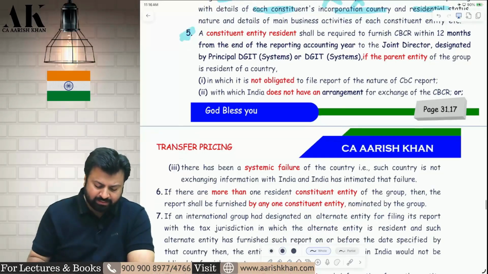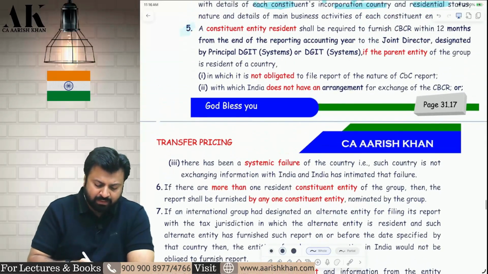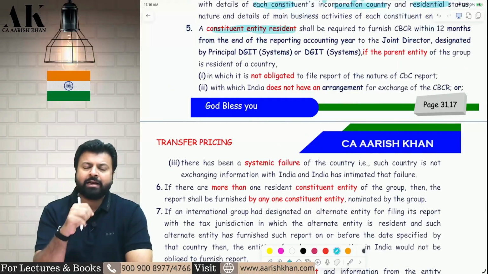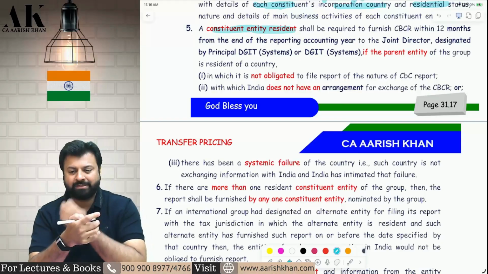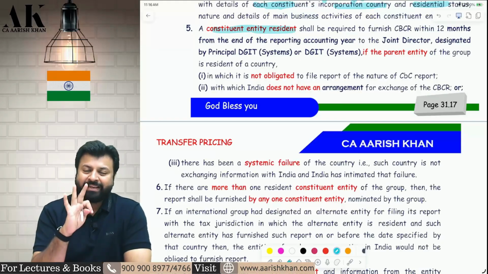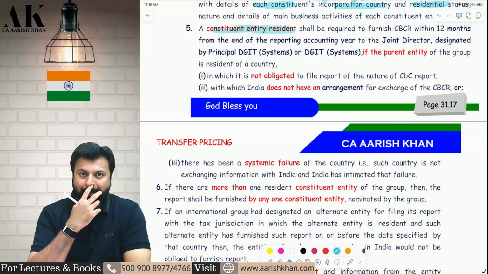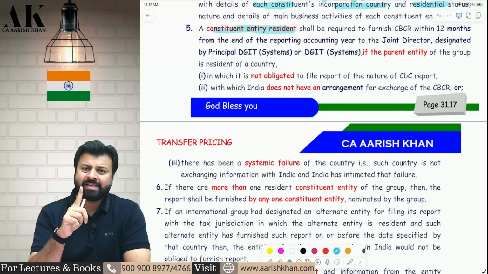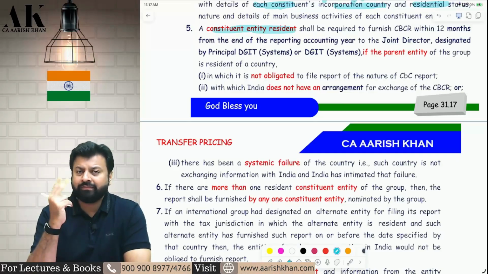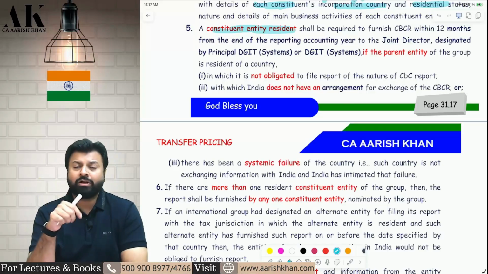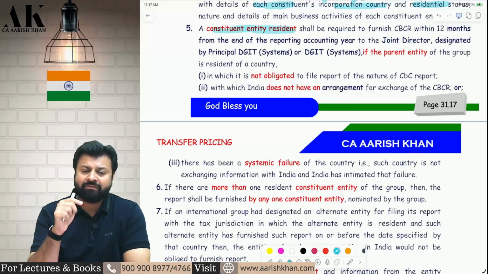In these 3 cases, the CBDT says in this particular subsection that Sony India, the constituent entity resident in India, will file the CBCR. Sony India has to file the CBCR. In 3 cases, Sony India will file CBCR. In 3 cases, Samsung India will file CBCR. Which 3 cases? Again, I am saying, if there is no concept of CBCR in the foreign country, or if there is no agreement between both the nations, or the agreement is there but the other country is doing systemic failure, in these 3 cases, the constituent Indian entity resident in India will file CBCR.